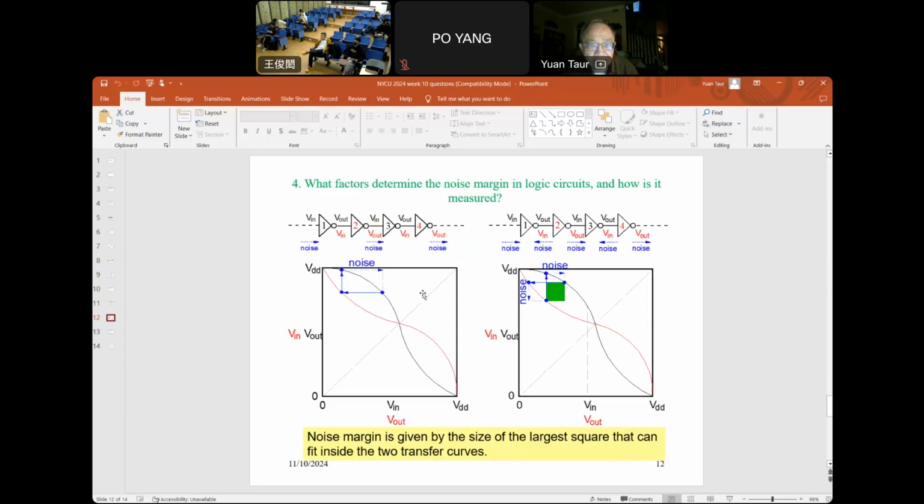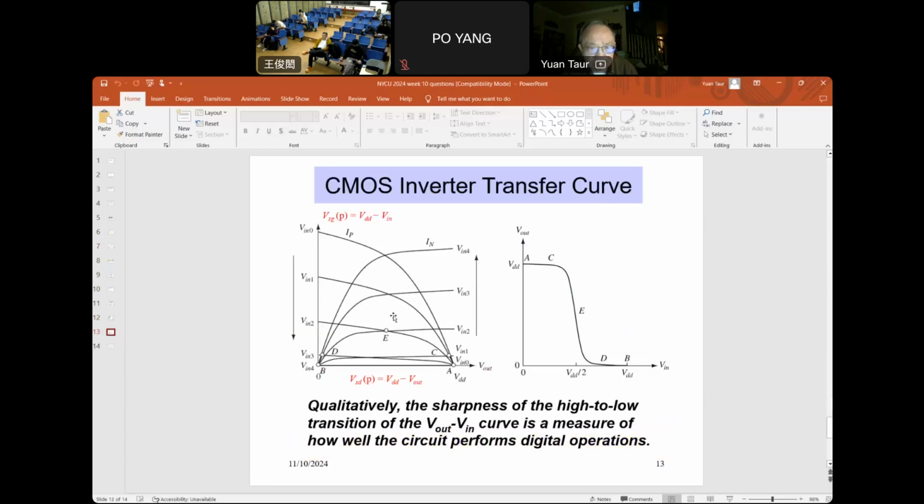So what figure determines the noise margin? I showed that basically the noise margin is given by the largest square that can be fit between a transfer curve and the counterpart complementary transfer curve in red. In other words, the more skewed the transfer curve is, the better. And the transfer curve, of course, is the output versus the input. That's generated from, in this case, NMOS and PMOS. Right? We generated A, C, E, D, B.